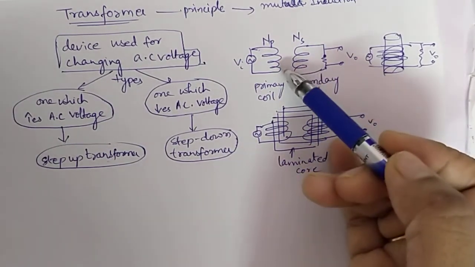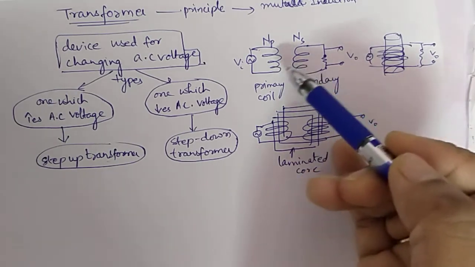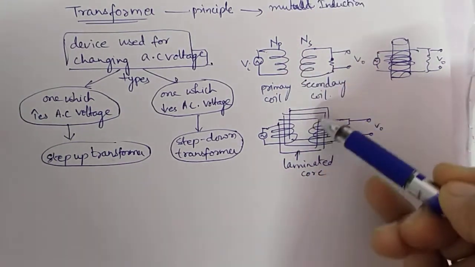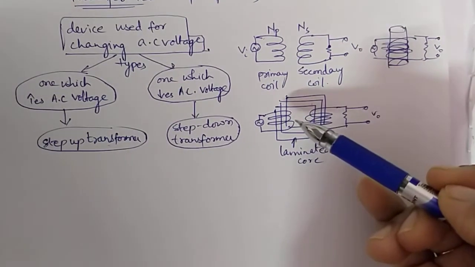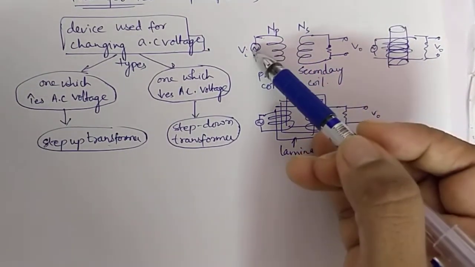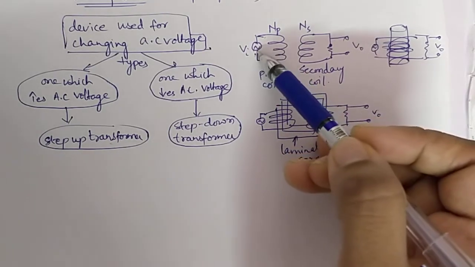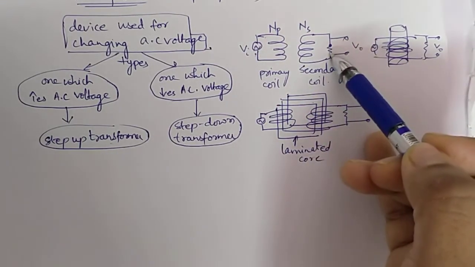So they are insulated from each other and wound on a soft iron core made of laminated iron sheets, and AC is applied to the primary coil. The coil which connects to the AC source is the primary coil and the other one is the secondary coil.